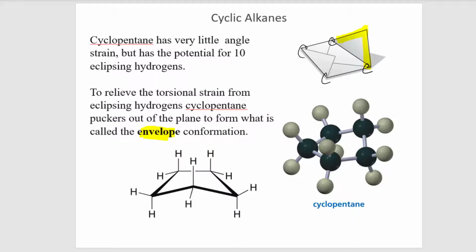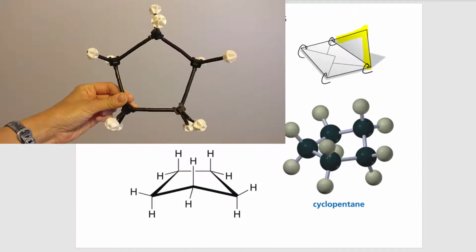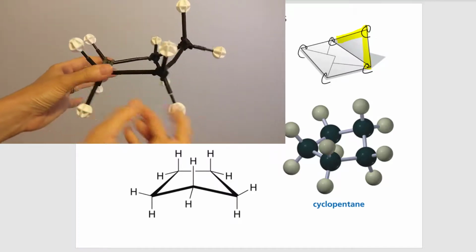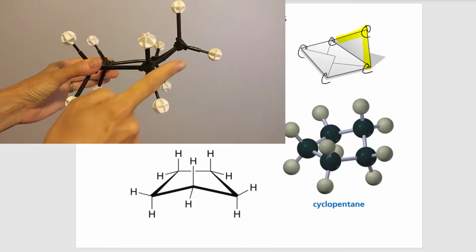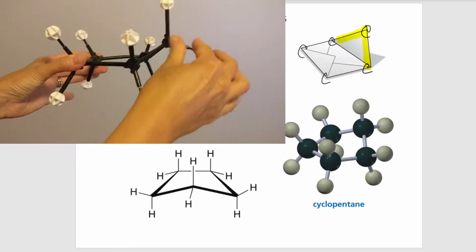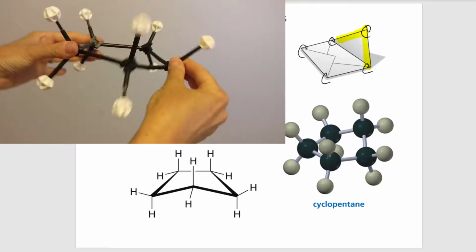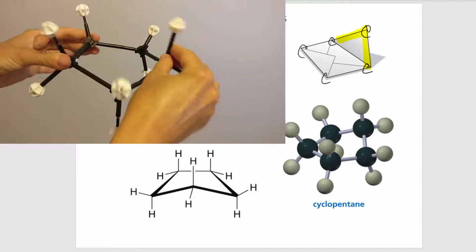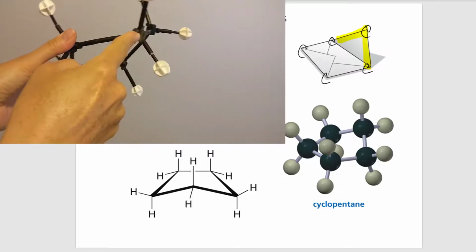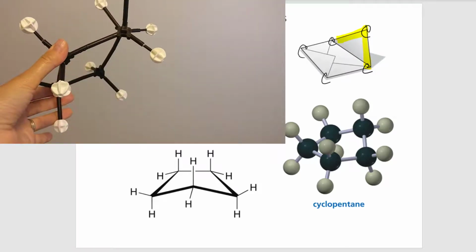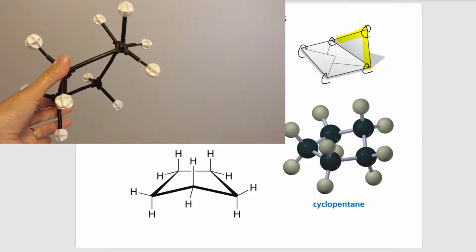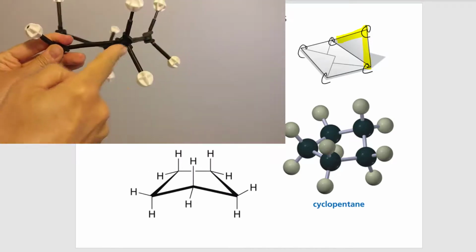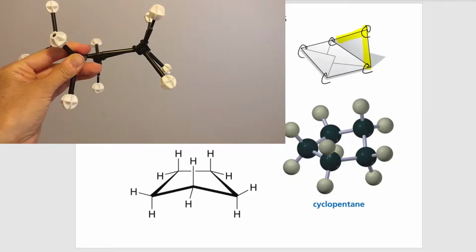So these 4 carbons are kind of planar to one another, but one of the carbons kinks up like an envelope, and that relieves a lot of the torsional strain. Not all of it, but it relieves some of that torsional or eclipsing strain by the bonds off of the carbons. It's not perfect though. So the cyclopentane does have some ring strain due to torsional strain, not so much because of the angle strain.